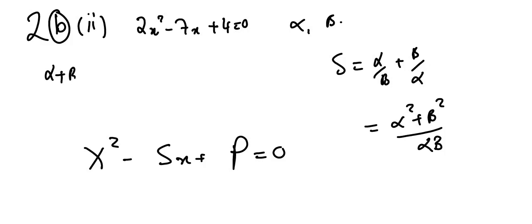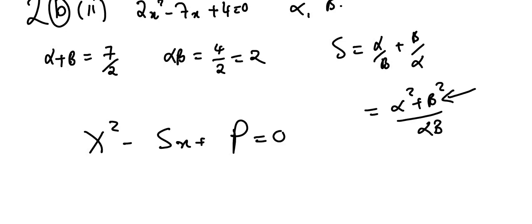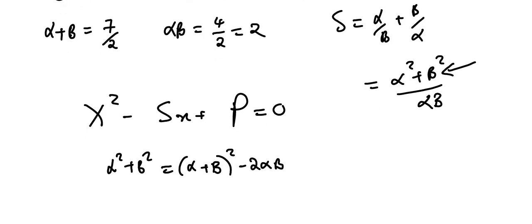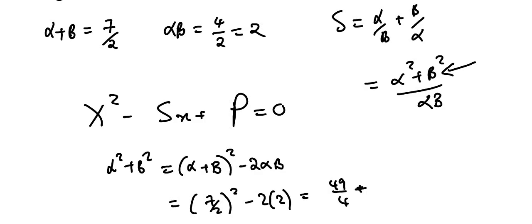So alpha plus beta is negative b over a. Then alpha times beta is just your c over a, which is just going to give us a 2. And you also do know that we have a formula for this thing here on top. We know to say alpha squared plus beta squared is the same as alpha plus beta squared minus 2 alpha beta. This is going to be 7 over 2 squared minus 2. There's a 2 there. This is just 49 over 4 minus a 4.